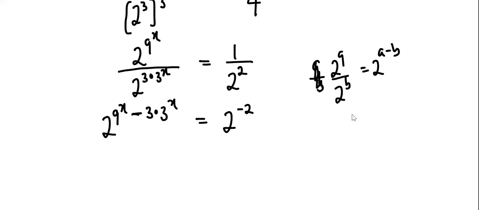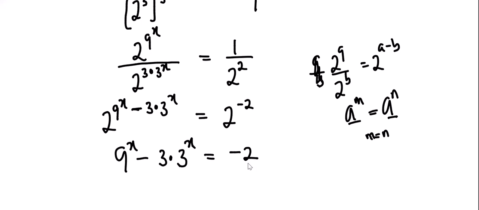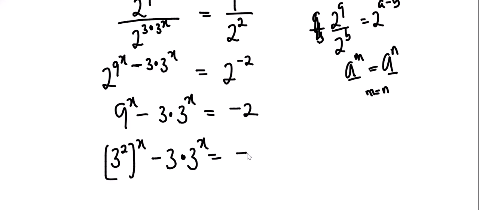Now, another rule of indices says that if a to the power of m equals a to the power of n and the bases are equal, you can equate the powers together. So my powers are 9^x minus 3 times 3^x equals negative 2. Now, rewriting 9^x as 3 to the power of 2, with x outside, minus 3 times 3^x equals negative 2.